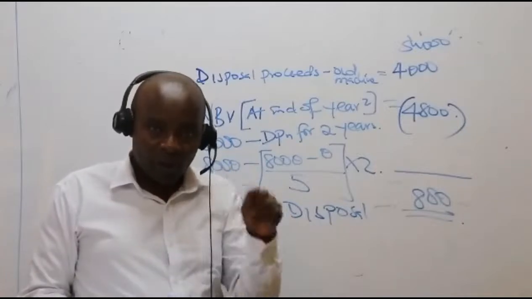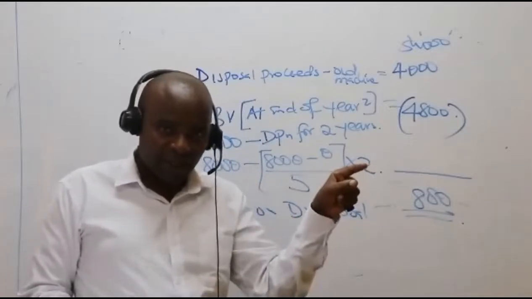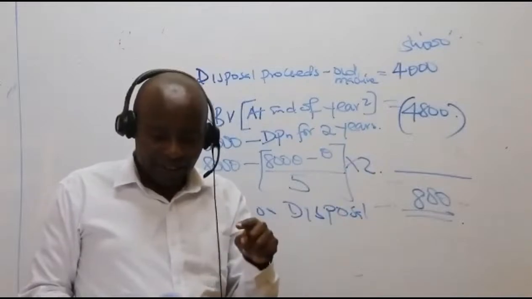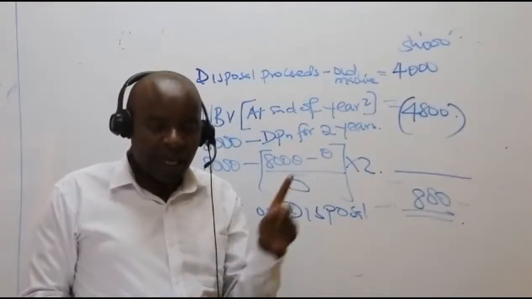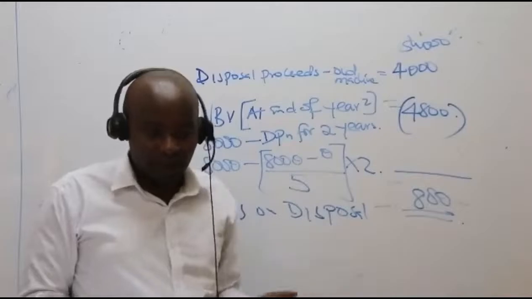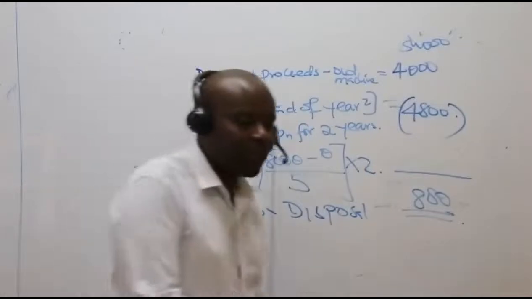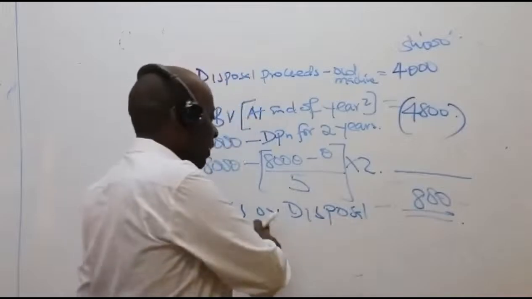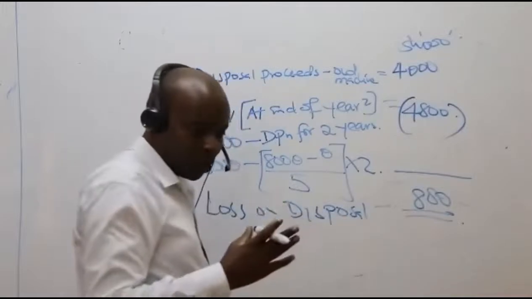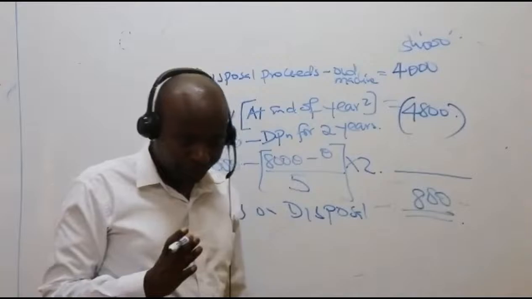At the time of acquisition was estimated, right? 5 years. So in this case here, I'm correct. It should be 5 years, not 7. Okay. So in this case here, what do we have? 800, which is a loss on what here? A loss on disposal.